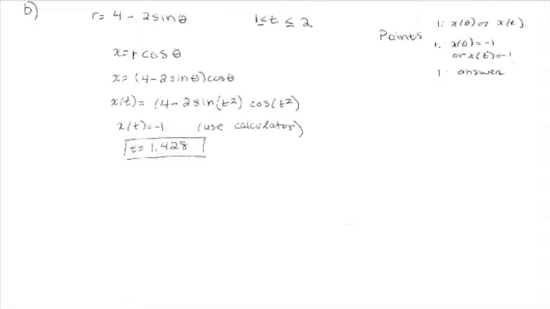And so the points on this one are rewarded for making r into x of t, and so substituting in, so you have to remember to substitute in your t for the theta. And another point is rewarded when you set x of theta or x of t equal to -1, because that's what you want to find. And then the last point is for the answer.